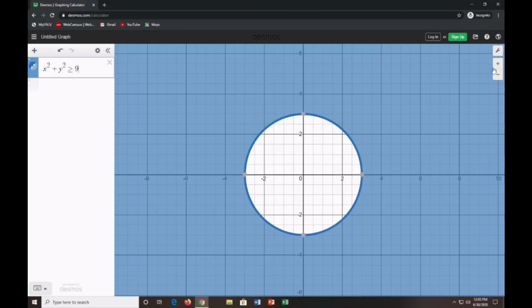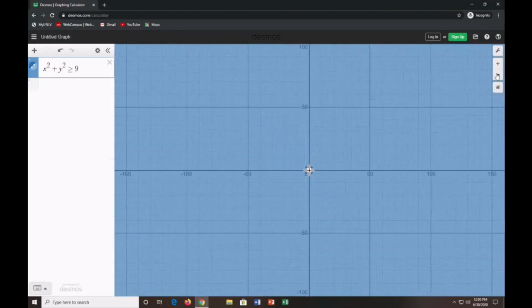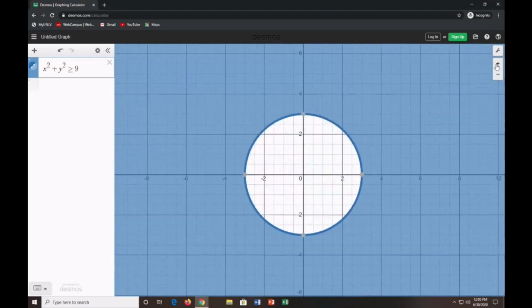So we can zoom out, and you see that? The blue region extends to infinity. It's anything outside of the circle that is the solution, not inside. The inside of the circle is not the solution. You can see it from the inequality symbol in the upper left corner. It's greater than or equal to 9, right? So any point on the circumference of the circle and outside of it, all those points are the solution of this nonlinear inequality.